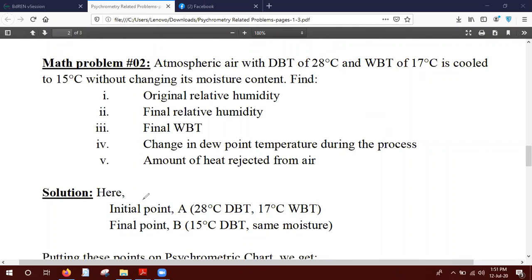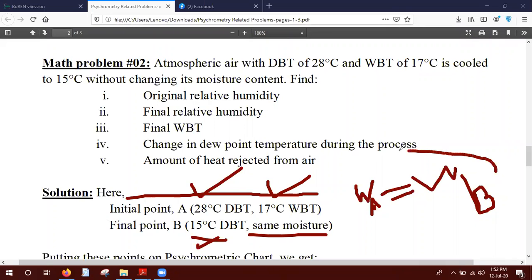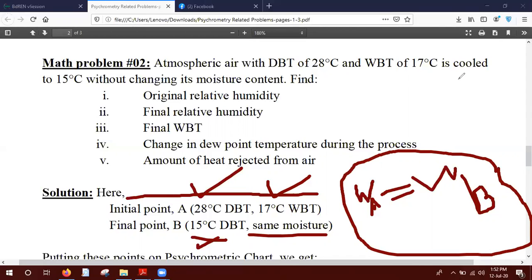So at the first, initial point, our two values are the dry bulb temperature 28 degrees Celsius and the wet bulb temperature 17 degrees Celsius. Our next point has the dry bulb temperature now 15 degrees Celsius, and another piece of information is given: the same moisture. Suppose the moisture at the initial point is WA, then it will be equal to WB. So the same moisture level holds for both point A and point B. So we got our two points.